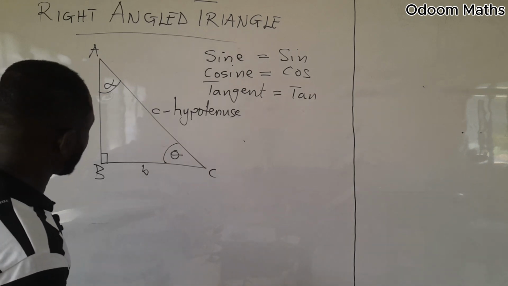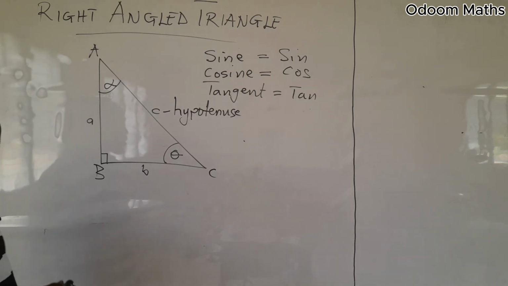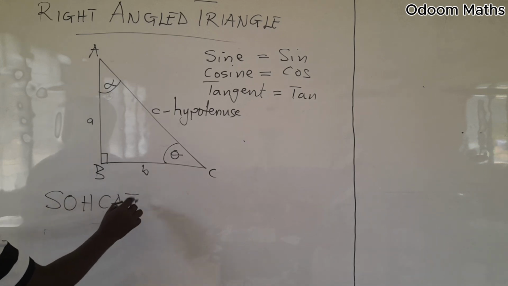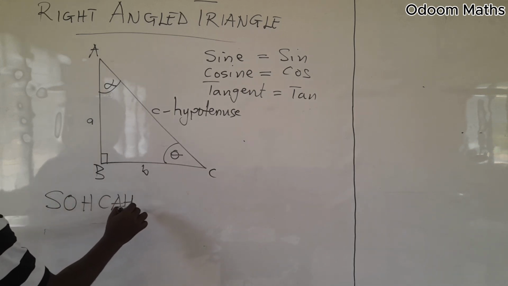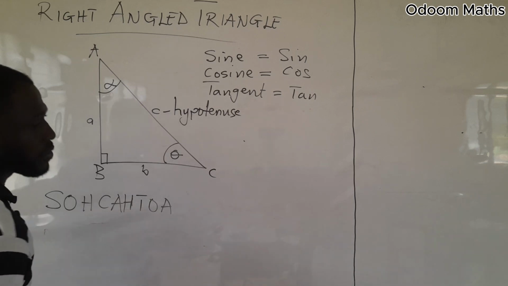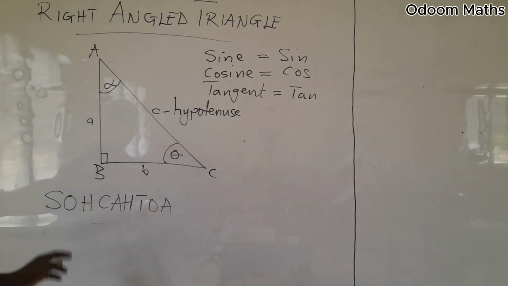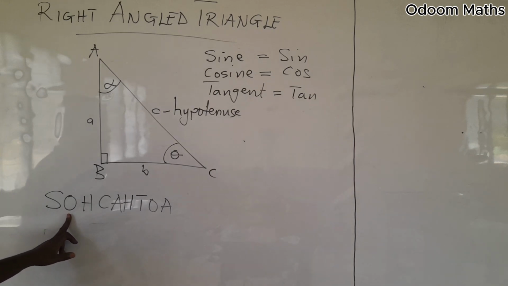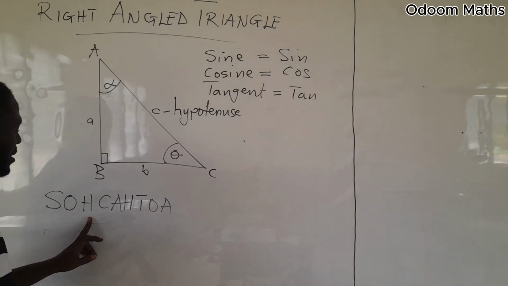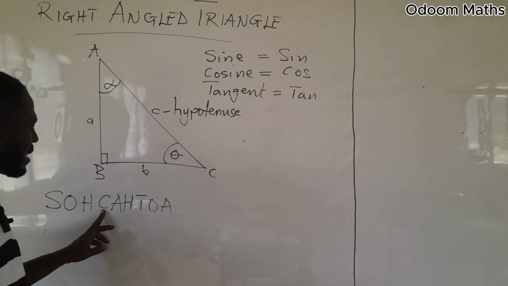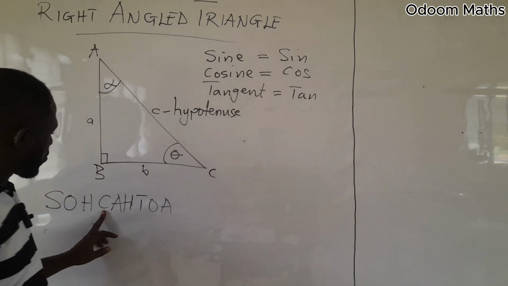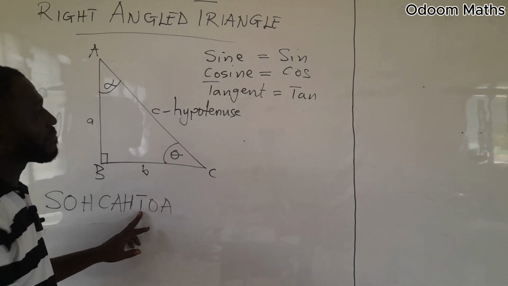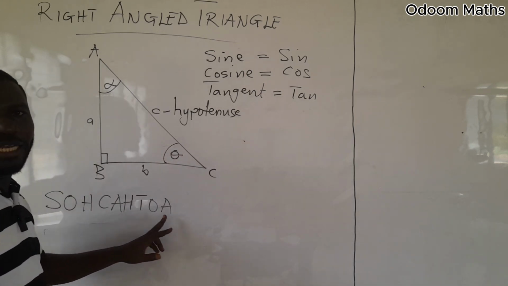Now let's look at this mnemonic. We have something we call SOHCAHTOA. The SOH here means sine is equal to opposite over hypotenuse. The CAH means cos is equal to adjacent over hypotenuse. Then the TOA means tan is equal to opposite over adjacent.